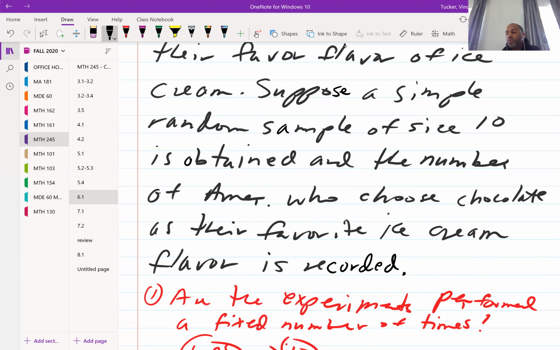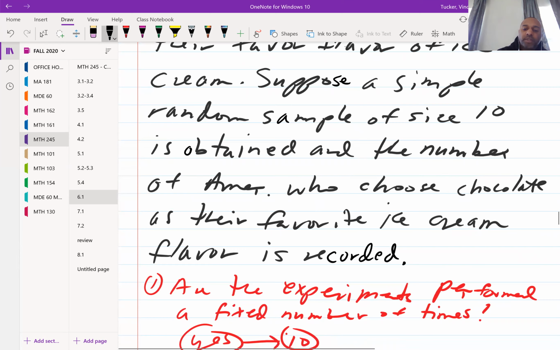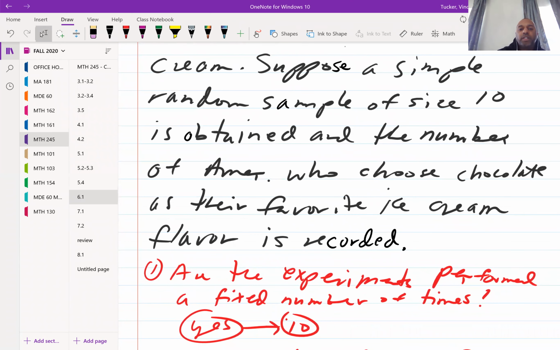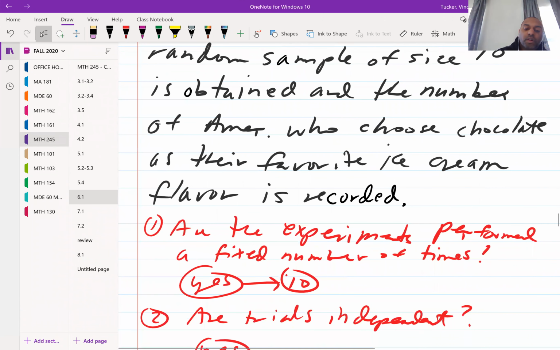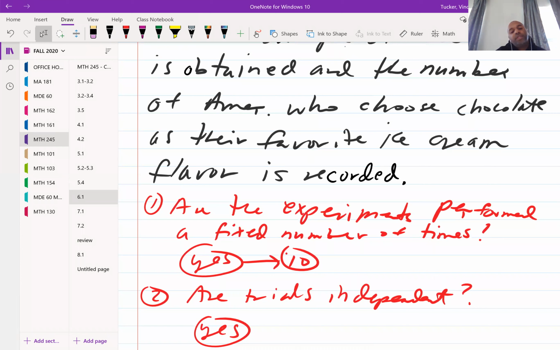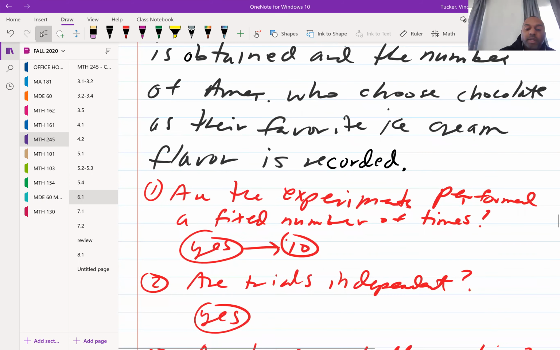All right, so we had to go through our criteria. Are the experiments performed a fixed number of times? The answer is yes. It says a sample size of 10, so we're choosing 10 people. Are the trials independent? The answer is yes. Choosing one person has nothing to do with choosing the next person. Well, I guess choosing them and them choosing chocolate has nothing to do with somebody else choosing chocolate.